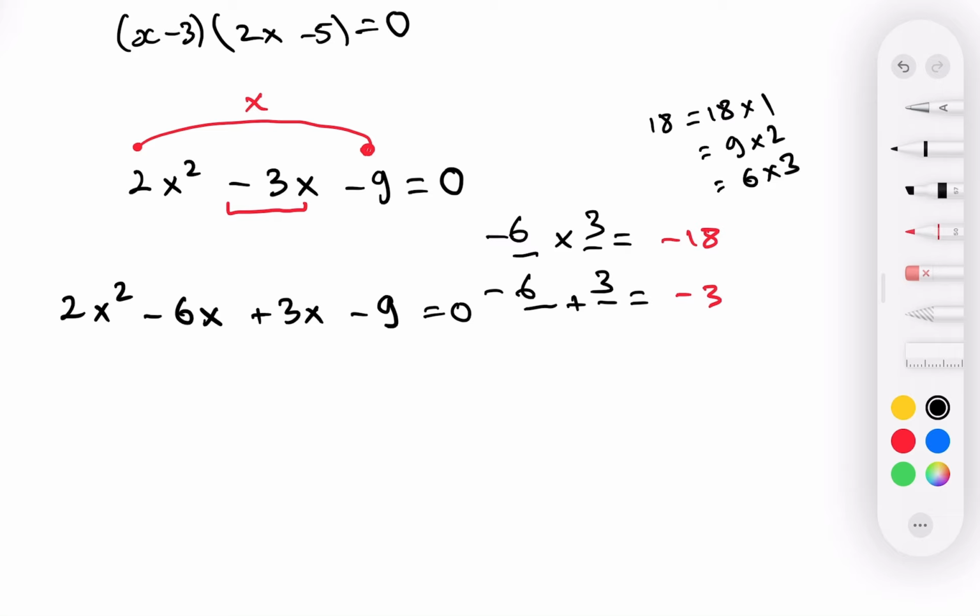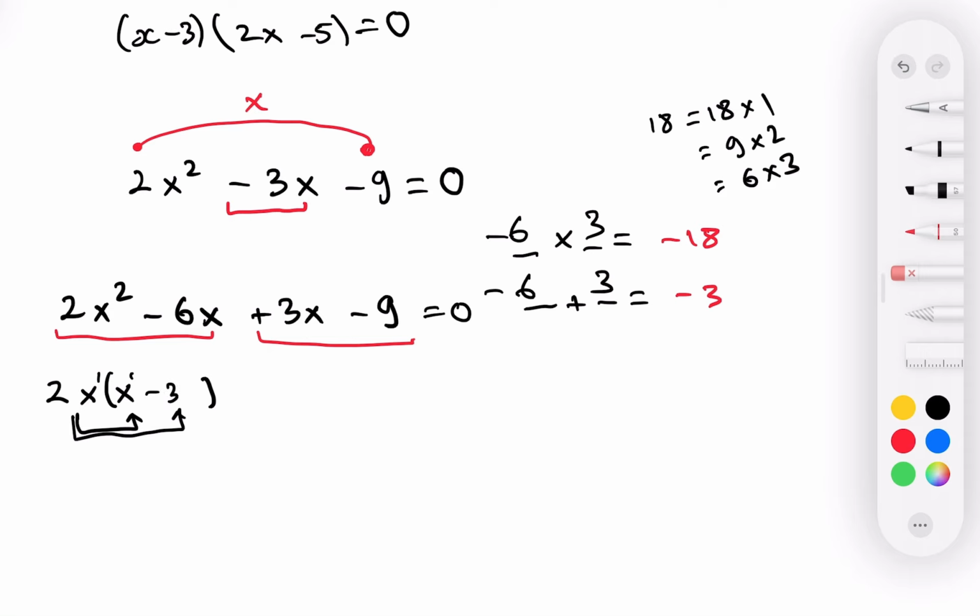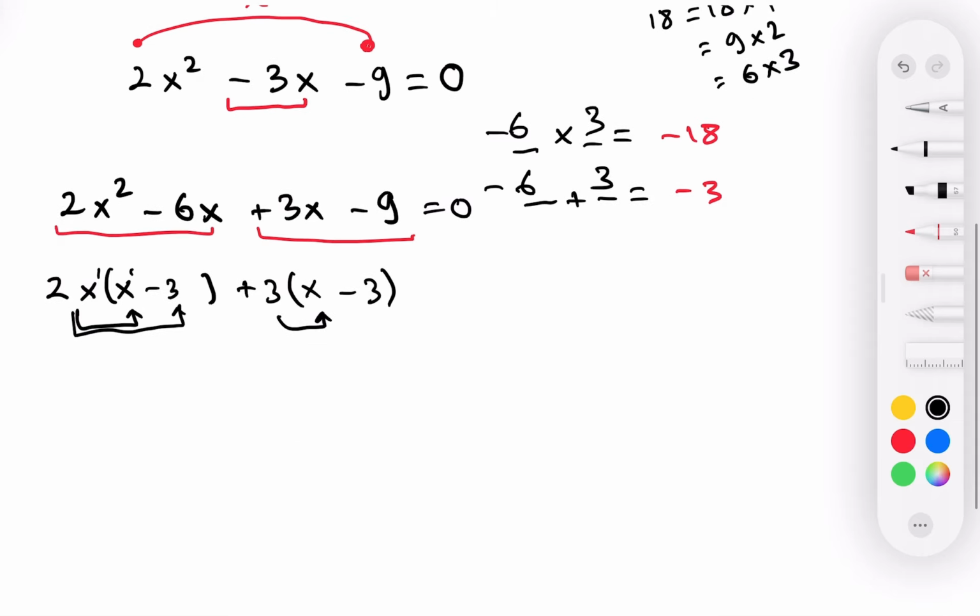Okay, same thing as before. We take these two, we take these two, and we factorize them individually. 2x squared minus 6x has a 2 in common and an x. And then 2x times something makes 2x squared. That's an x, because the powers add. And then 2x times, it's going to be minus 3 actually this time, gives us the minus 6x. Then over here we're going to have plus 3. 3 times something is 3x, that's just x. And then 3 times minus 3 gives us the minus 9.